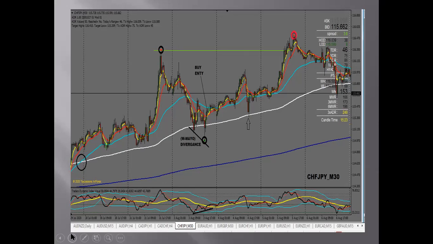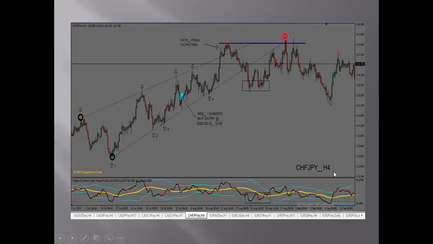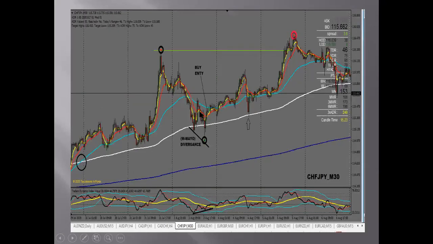So I move on to my 4-hourly chart, right? This highlighted blue circle over here is exactly the price action or the entry point at this price level right over here. So guys, what's happening right here is that you see there's the first hit on the Mayo, and then there's the second hit on the Mayo, which gives me a W.